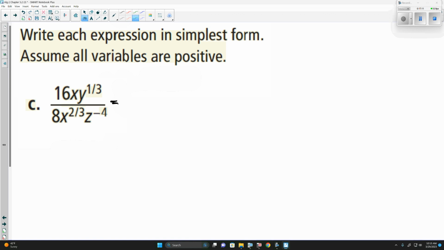So, let's look at this one here. 16 divided by 8. And it would be in the numerator. The 16 is bigger. X is our next variable. Since the x on top doesn't have an exponent, it's understood to be 1. So if we subtract these here, we have 1 minus 2/3. Y is to the 1/3.